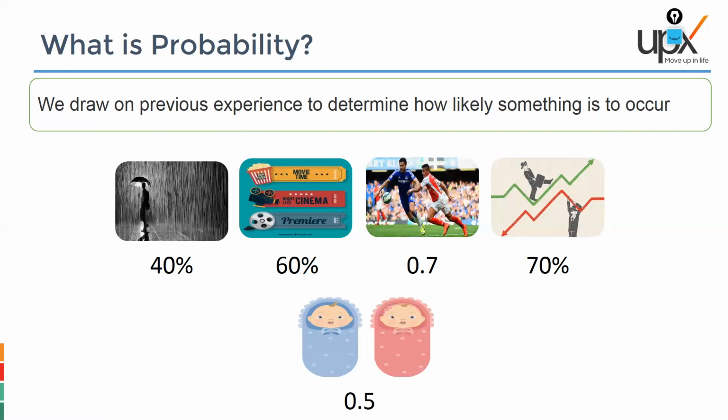Take another example: throwing a dice. What is the probability or chance of you getting a 1 when you throw a dice?